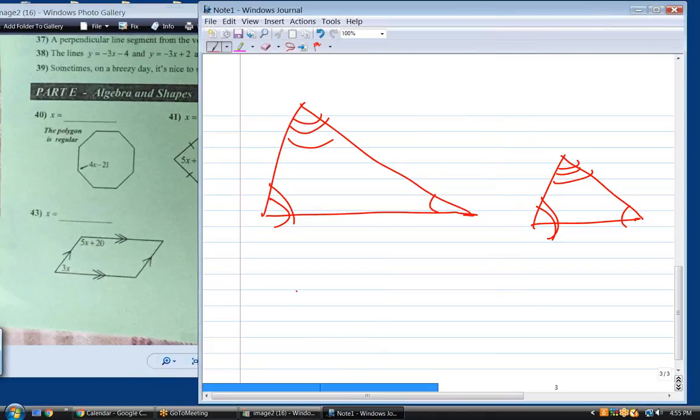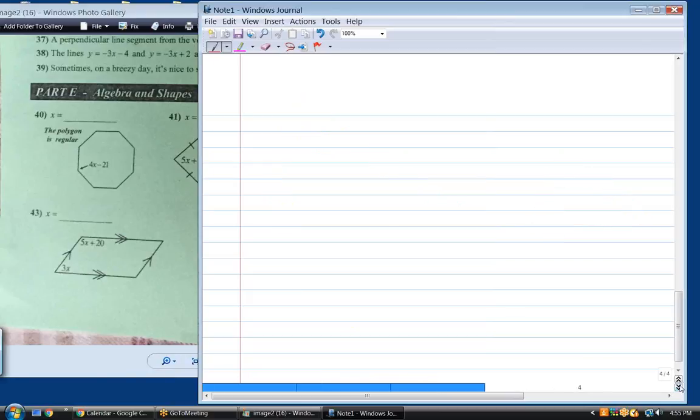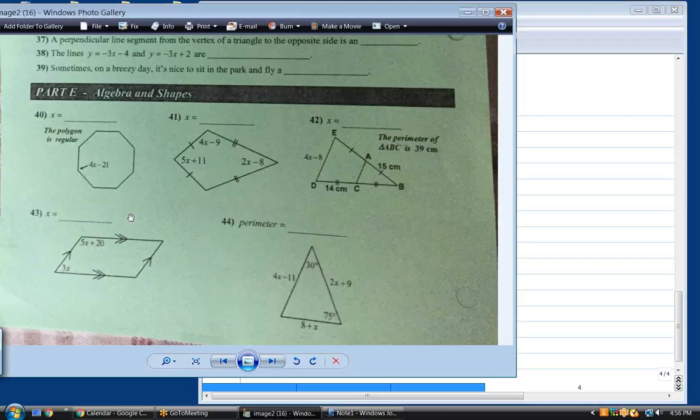43, what's that called? 43 is a parallelogram. Okay, what's the relationship between those two angles? They equal 180 degrees. Good. So 3x plus 5x plus 20 equals 180. Easily solved.